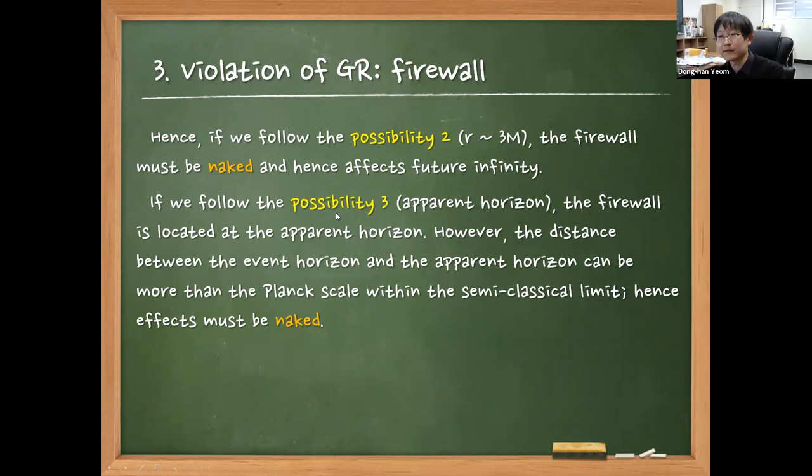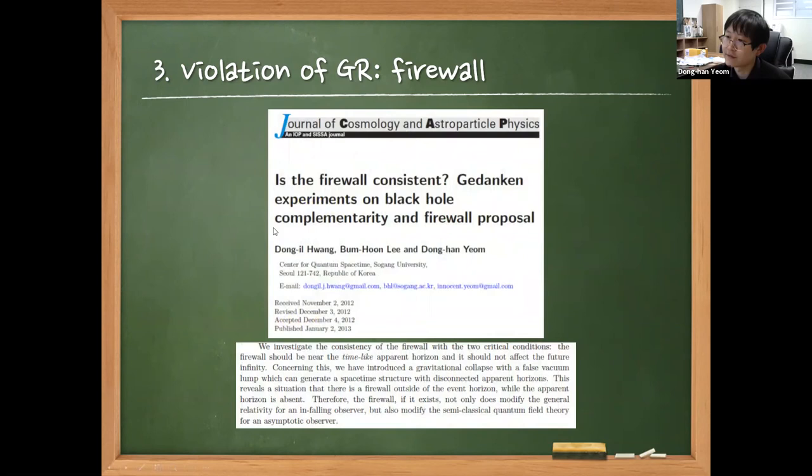So this was discussed in this paper. And the question is, is the firewall picture consistent? Our assertion was that here, the firewall should be near the time-like apparent horizon. Time-like means outside the event horizon. And it should not affect the future infinity, but for some cases, it's impossible. The apparent horizon can send a signal to the future infinity and can affect the future infinity. So in this sense, the firewall can affect not only the inside, but also the outside of the black holes.